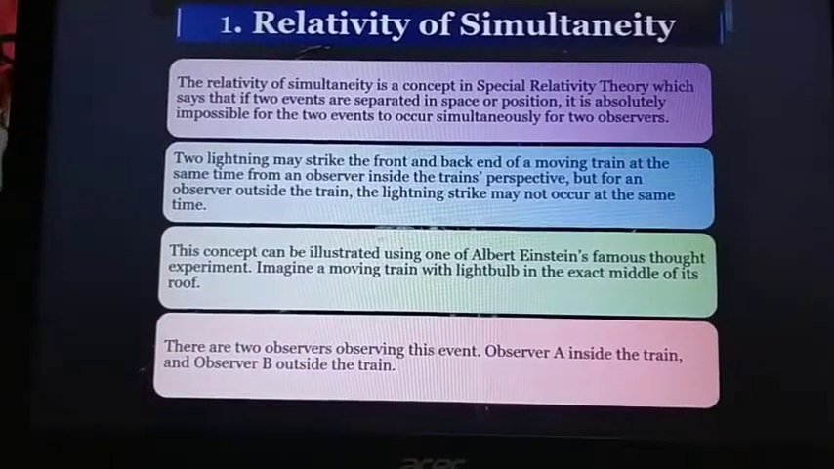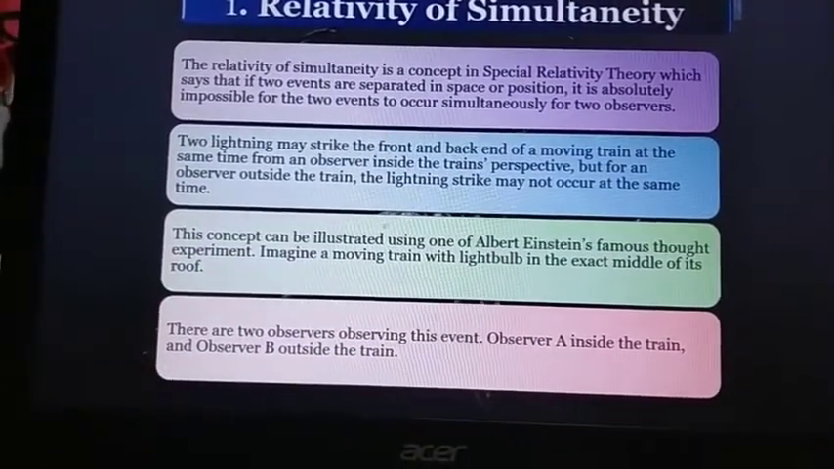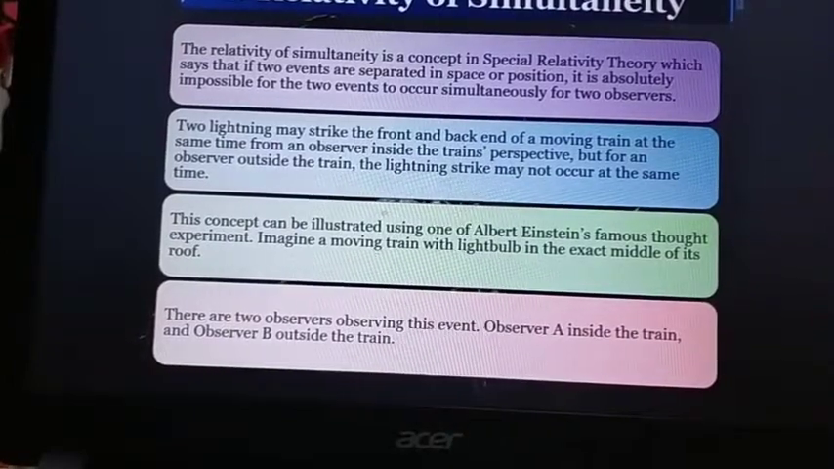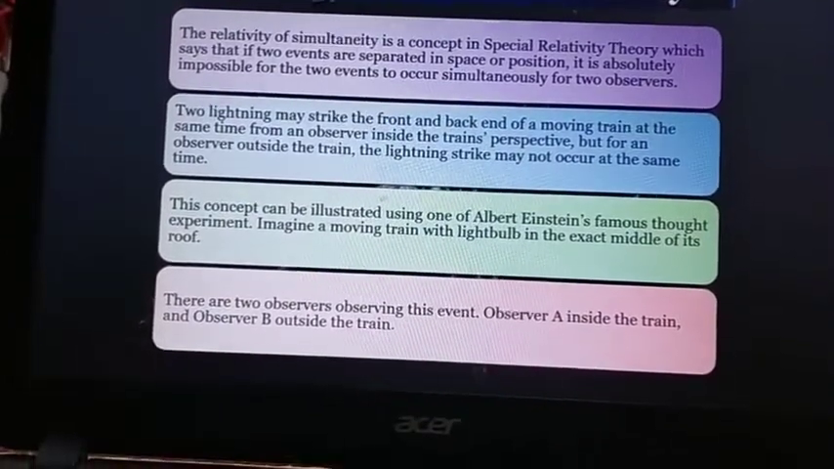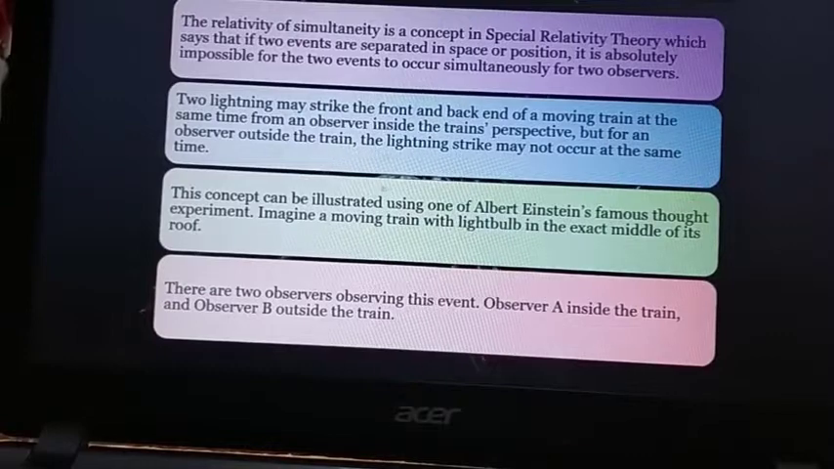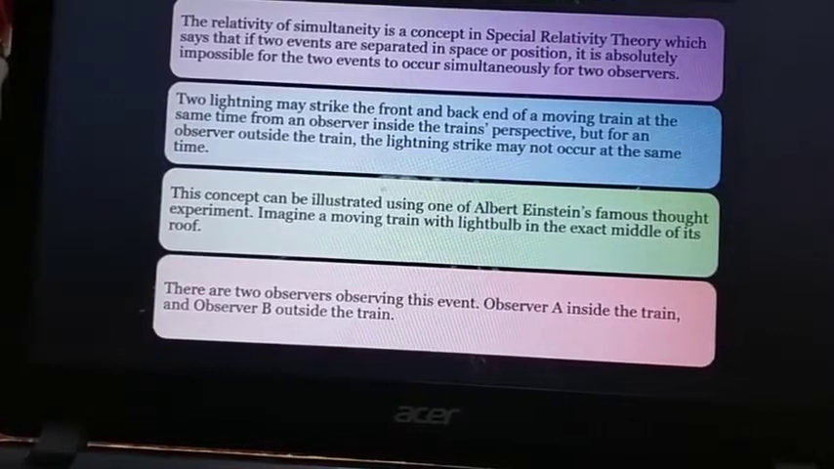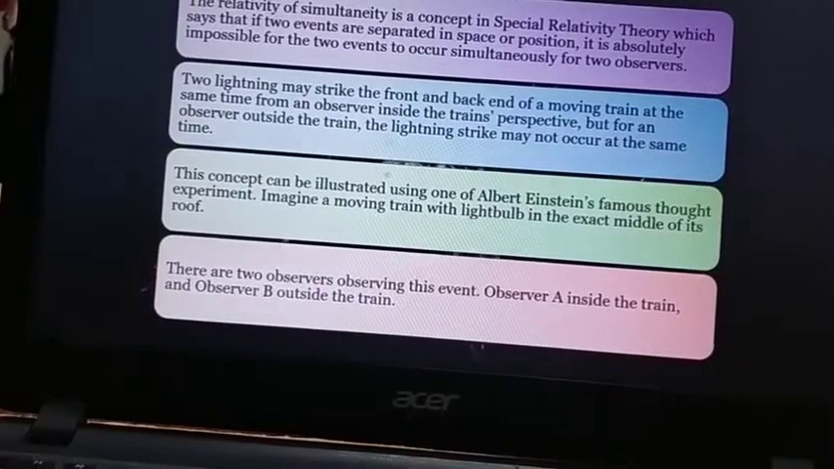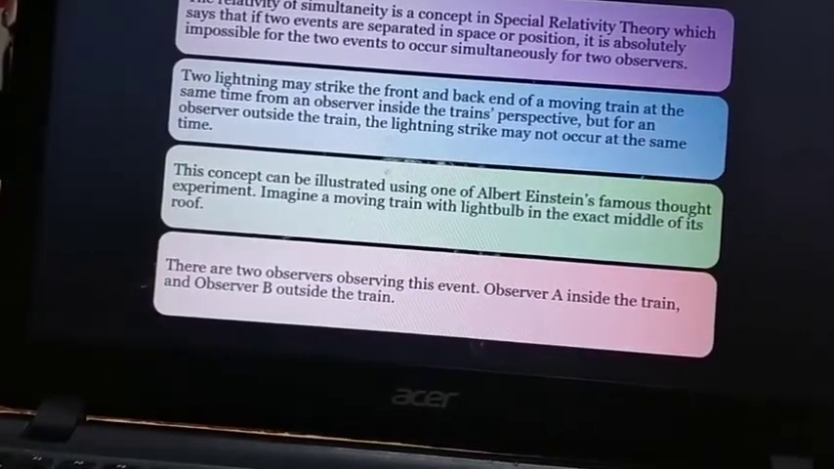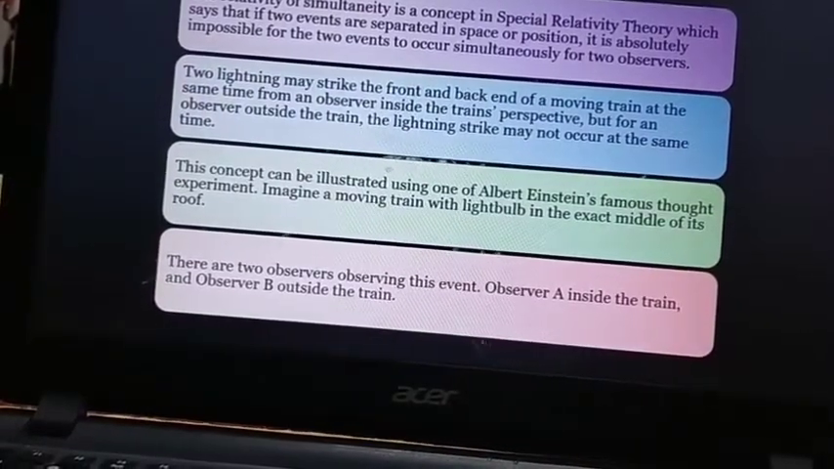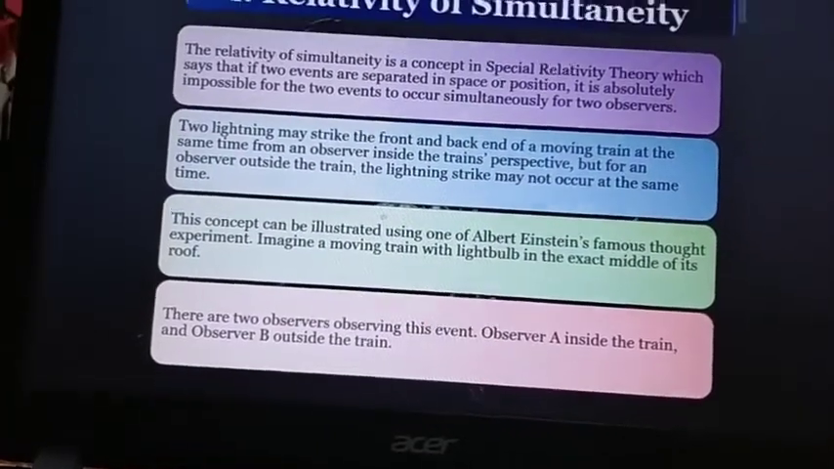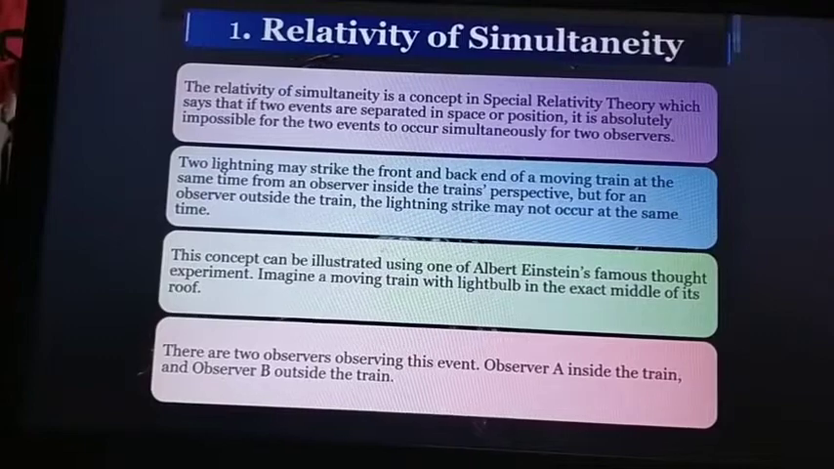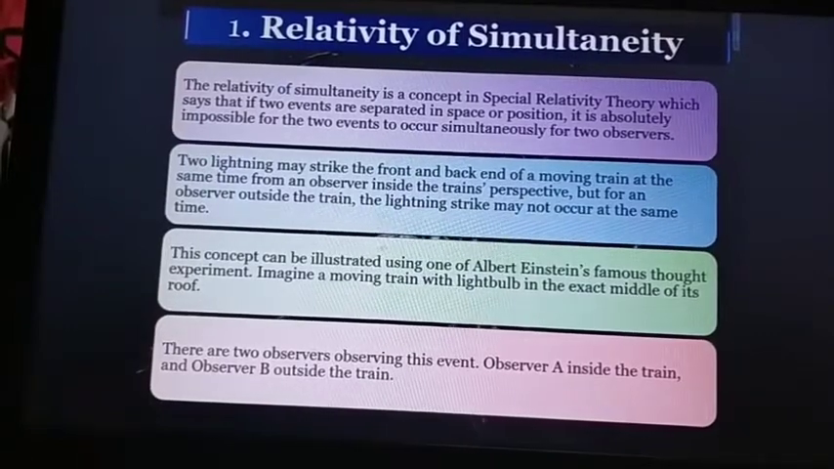Ang sabi ni Albert Einstein sa kanyang relativity of simultaneity, the relativity of simultaneity is a concept of special relativity theory which says that if two events, dalawang event, are separated in space or position, it is absolutely impossible for the two events to occur simultaneously for two observers.